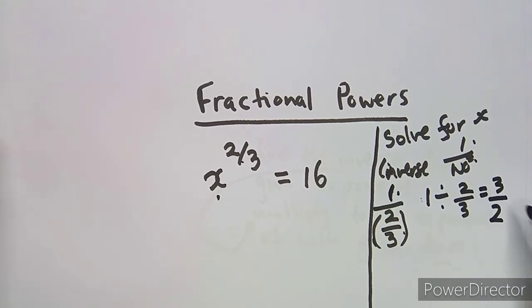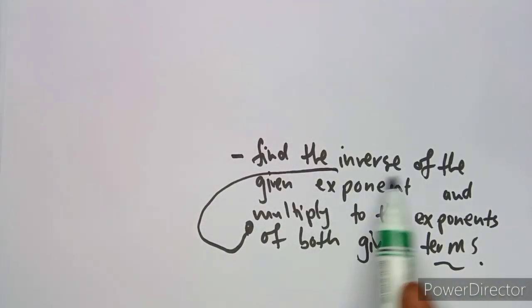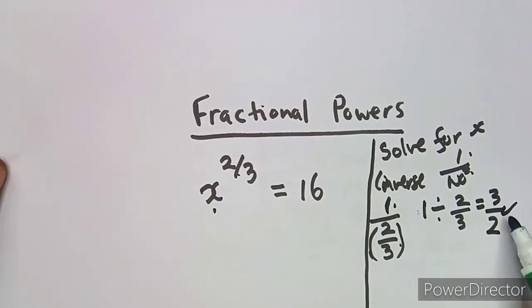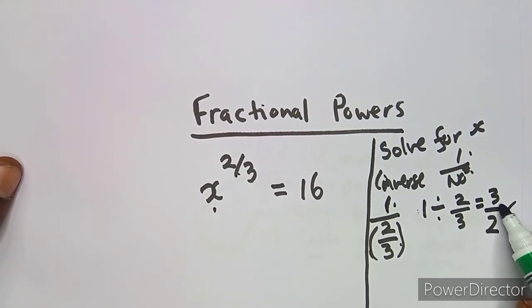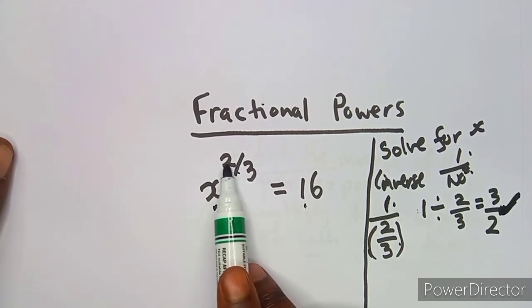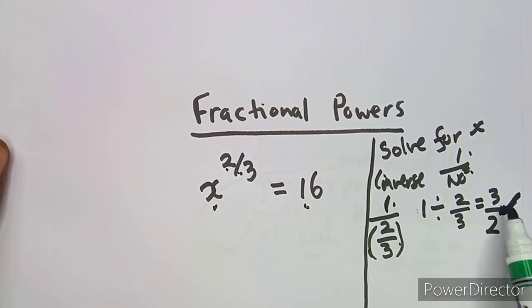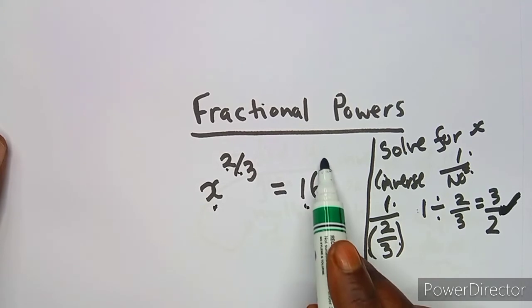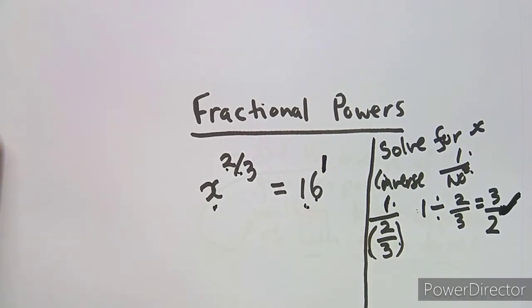So we are given that we have to find the inverse of this number. Then we multiply to the exponents of both terms. This is the inverse of the number, which is 3 over 2. So we are going to multiply with this inverse 3 over 2 to both exponents. Looking at the question here, this is my first term, this is my second term. Here I can see that the exponent is 2 over 3, but what about this one? This is supposed to be multiplying exponents, not these numbers, but the exponent, which is the power. So 16, which power do we have on 16? 16 is the same as to the power 1. Any number means to the power 1.